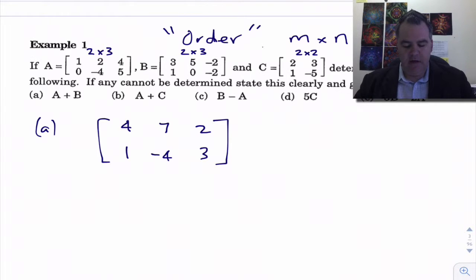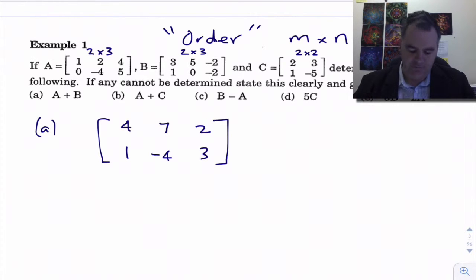Now, that's the same for B and C. When we subtract, you just add and subtract the corresponding elements in the matrix. Note here that you cannot add and subtract matrices of different order. So I cannot do A plus C. It doesn't make sense. Or B plus C, or C plus B. The matrices have got to be the same dimensions, same number of rows, same number of columns in order to add or subtract.